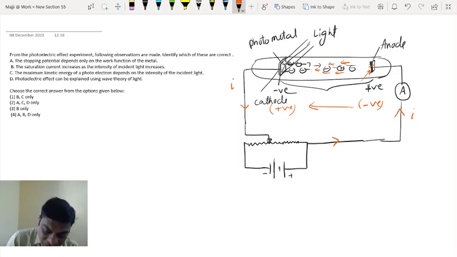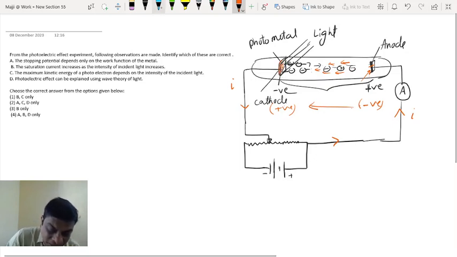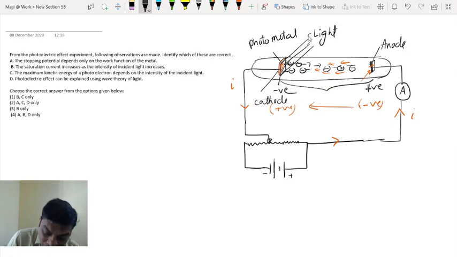Because work function is something which determines the minimum amount of energy required by the incident light to make the photoelectric effect take place. That is decided by the work function. However, the stopping potential will be decided by the energy of the most energetic electrons. So the first option is wrong.